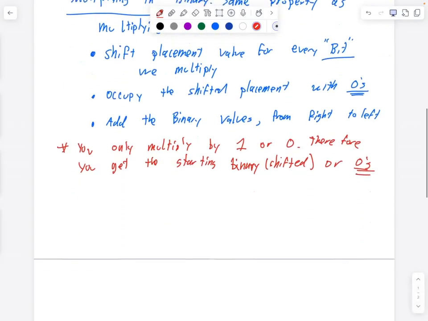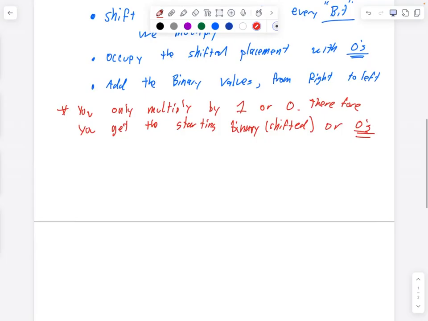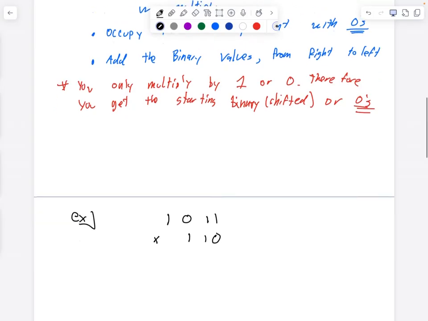The first thing I'm going to do is multiply by this 0 right here. Now, when you multiply by 0, you're just going to get 0. 0 times anything is 0. So 0 times 1, 0. 0 times 1, 0. 0 times 0, 0. 0 times 1, 0.